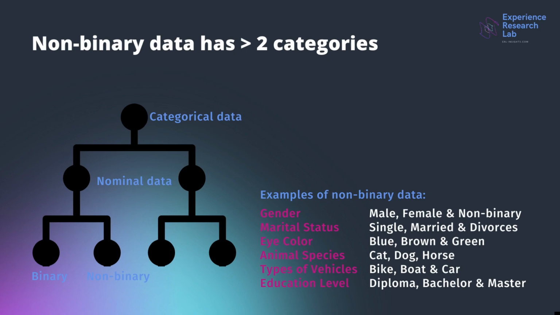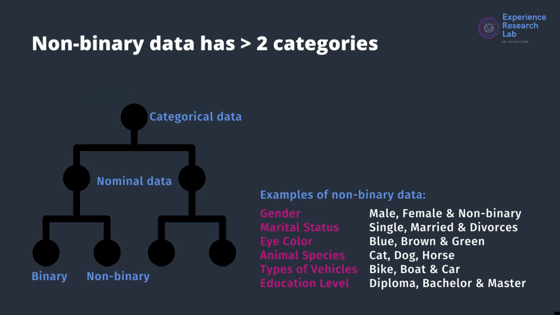Non-binary categorical data comprises categories with more than two distinct values that lack natural orders. And once again, all the examples I mentioned in the beginning of this video are categorical data, and they are non-binary because they have more than two categories.